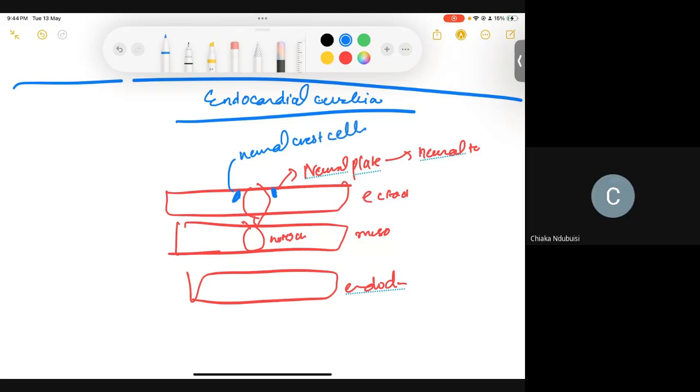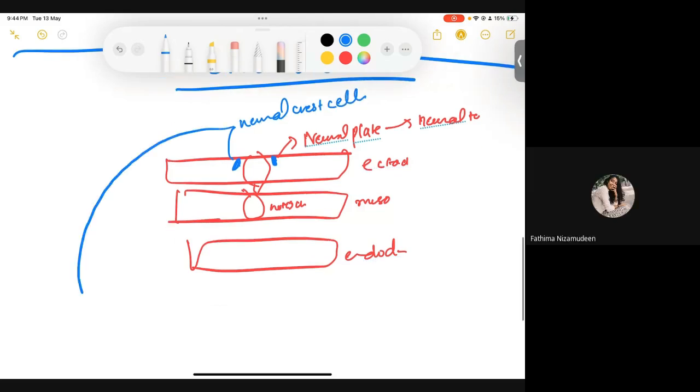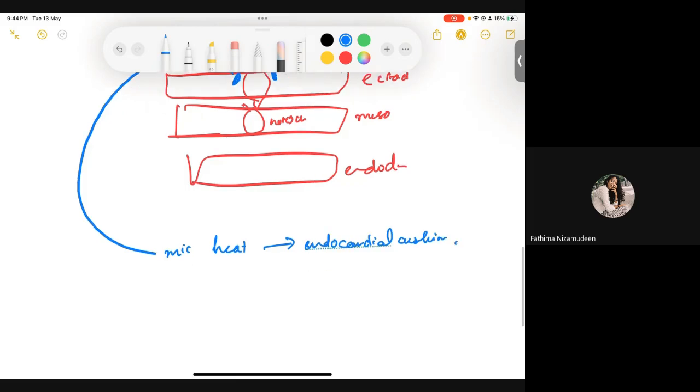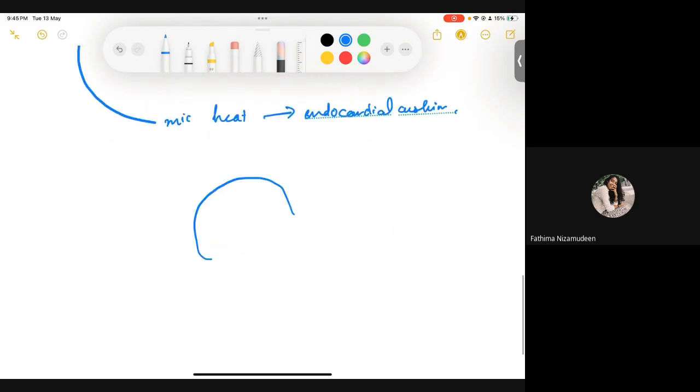These neural crest cells are going to migrate to different parts of your body, giving rise to different structures. For example, if it migrates into your kidney, it would just give you an adrenal medulla, right? If it migrates, let's suppose, to your skin, it would just give you melanocytes. If it migrates to your heart, it's going to give you endocardial cushion cells, right?